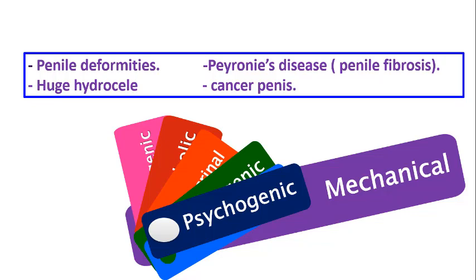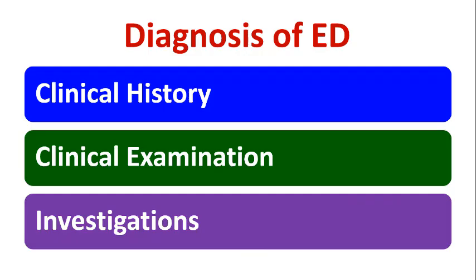Mechanical causes include congenital penile deformities or penile fibrosis, which is called Peyronie's disease. Peyronie's disease is acquired penile fibrosis, which may cause erectile dysfunction and may cause bending or penile curvature. A huge hydrocele can counteract erectile function, and so can cancer of the penis.